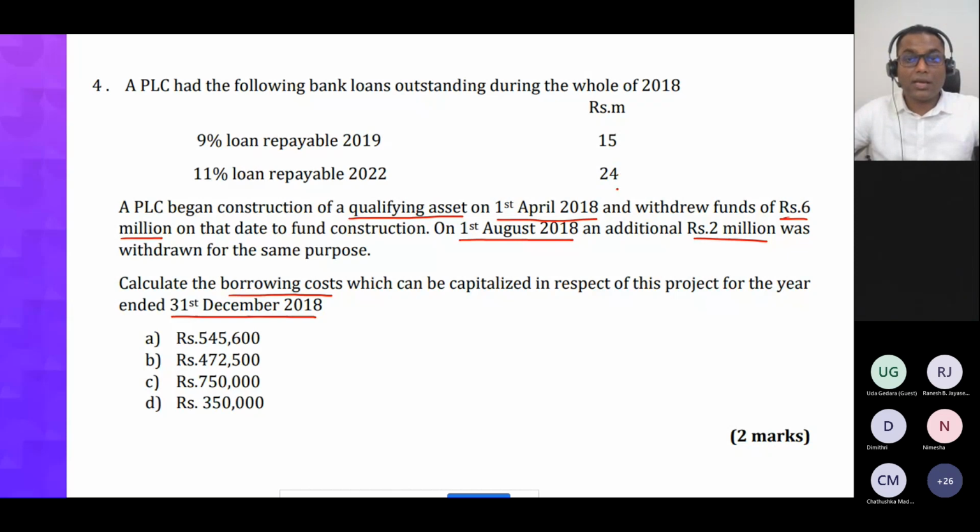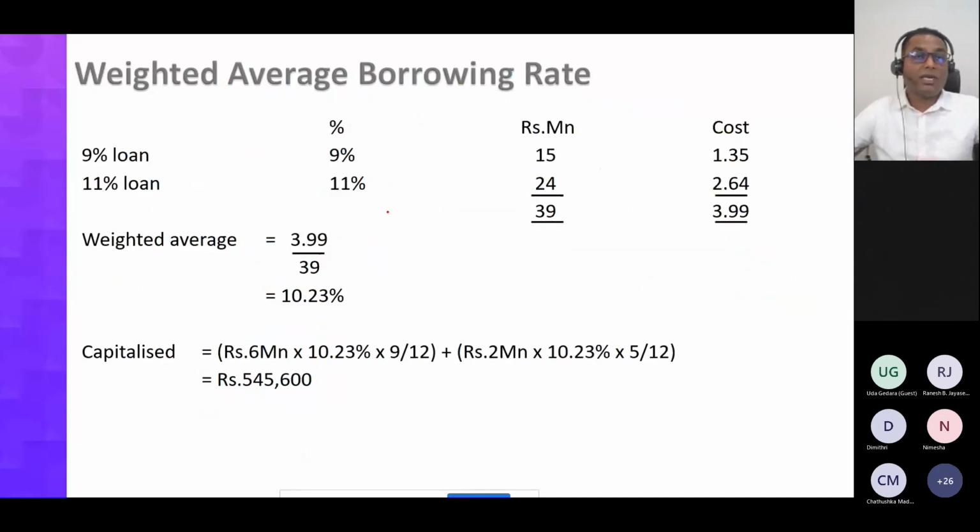So when you have this type of a scenario, first of all, you need to calculate the capitalization rate. What is the weighted average borrowing rate that I have to use to capitalize the borrowing cost? Obviously, this particular construction, maybe a property, maybe a building, it is identified as a qualifying asset. So once you know the borrowing cost that you incur, you can capitalize. As I mentioned, the area of testing is LKS 23 borrowing cost. And what we do is we calculate this weighted average borrowing rate.